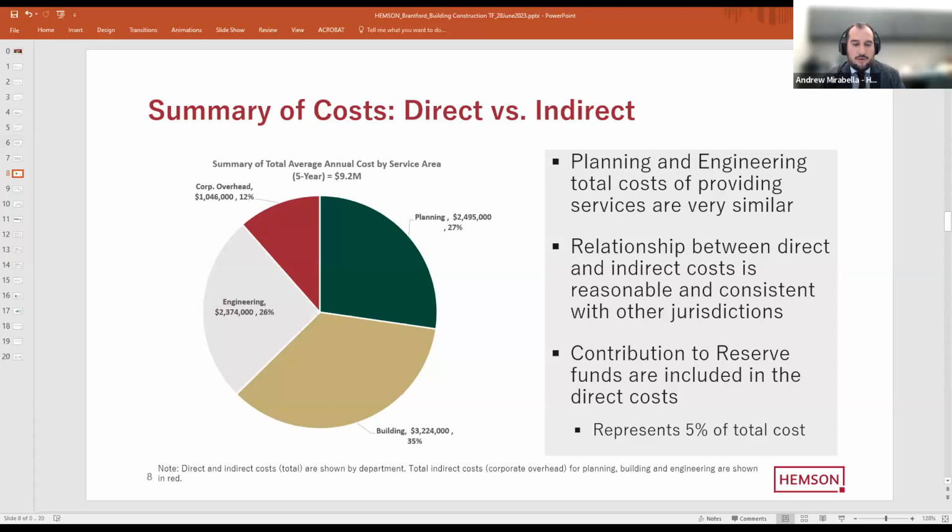But planning and engineering from our direct cost standpoint is very similar relative to the cost of delivering the services, and building is about $3.2 million. The relationship that we see between direct and indirect costs is reasonable and pretty consistent with what we see in other jurisdictions. The contribution to reserve funds is also included in the direct cost analysis, which represents about 5% of that total cost. We certainly look at the relationships between direct and indirect to see if that fits what we generally see in other communities, and that seems to fit the bill here. But it's a $9.2 million cost of providing those services each year.